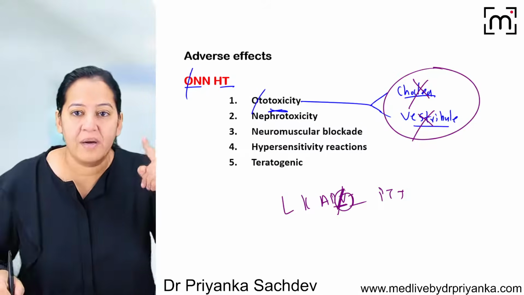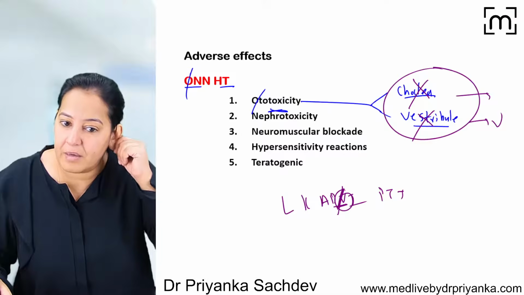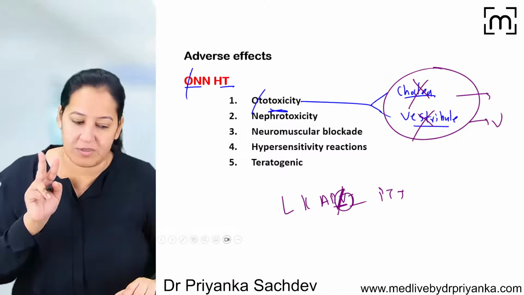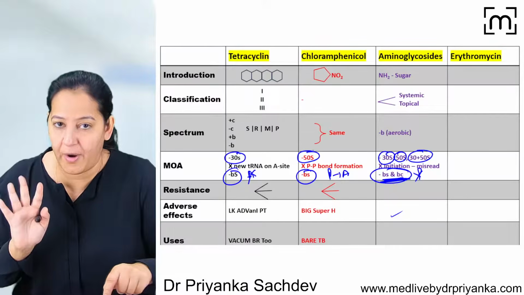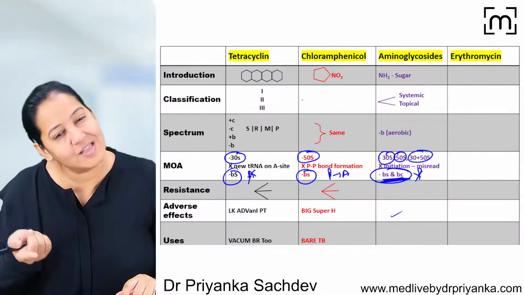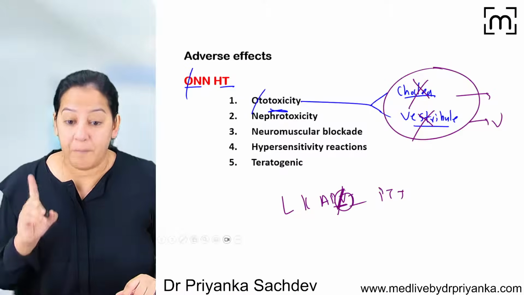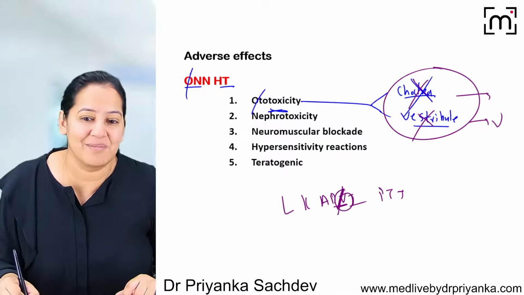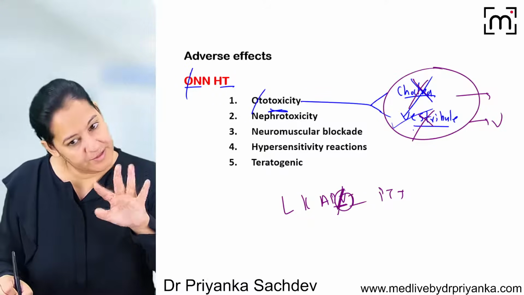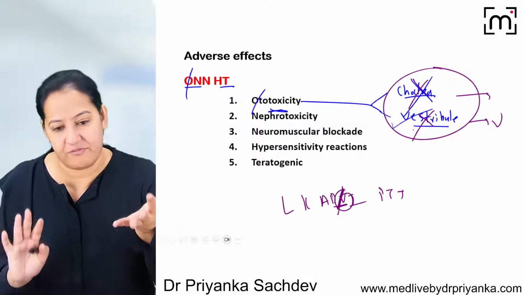So the patient has vertigo, but this one causes vertigo also and deafness also. It is both toxic. That's what I mean. If you got my point. Aminoglycosides are cochleotoxic as well as vestibulotoxic. The point is that cochleotoxicity is irreversible. Once you stop the drug also, it's irreversible. But vestibulotoxicity is reversible. Once you stop the drug, in the next few months, it will be reversible.